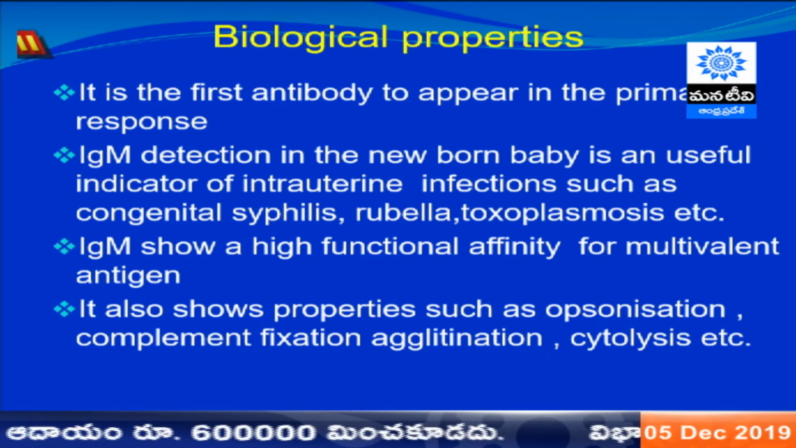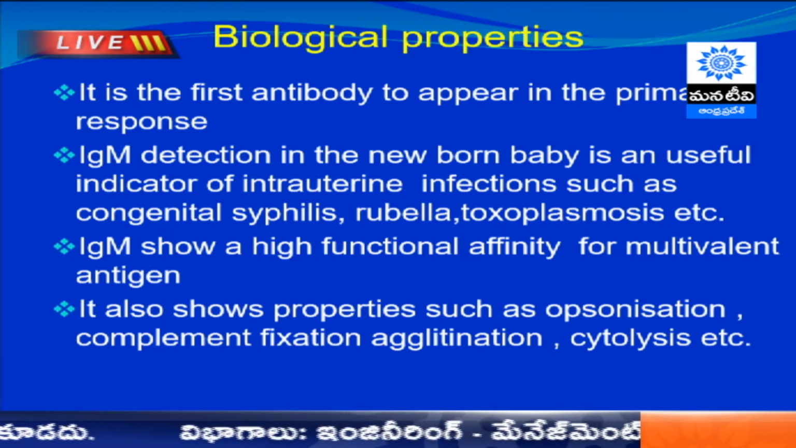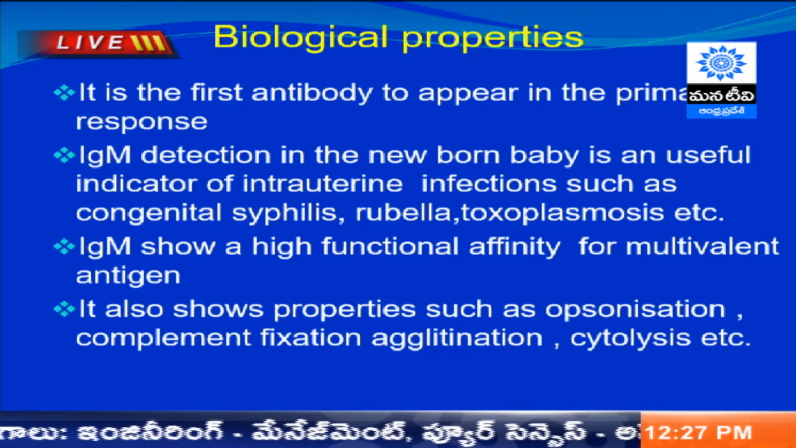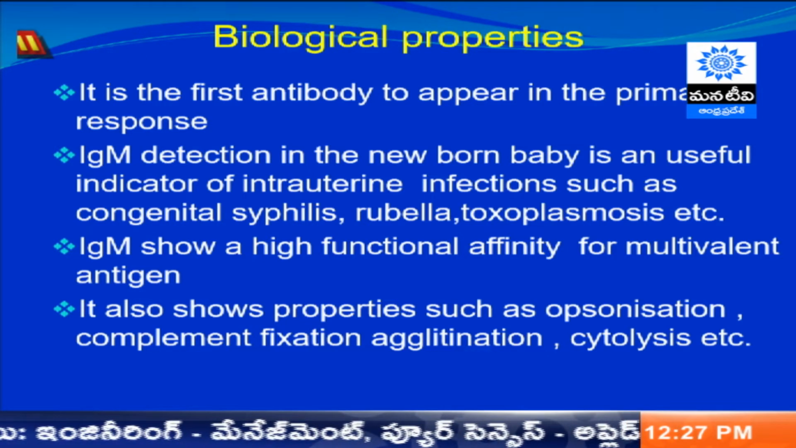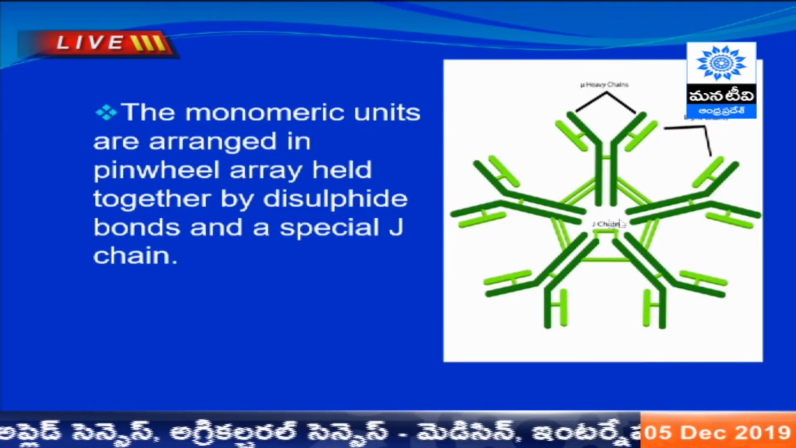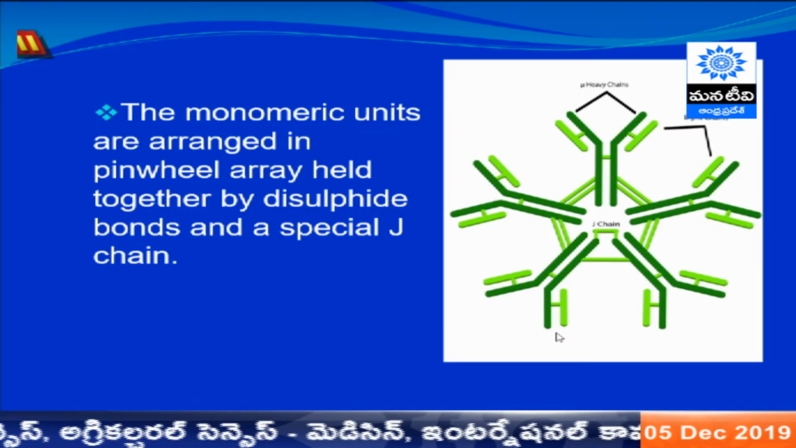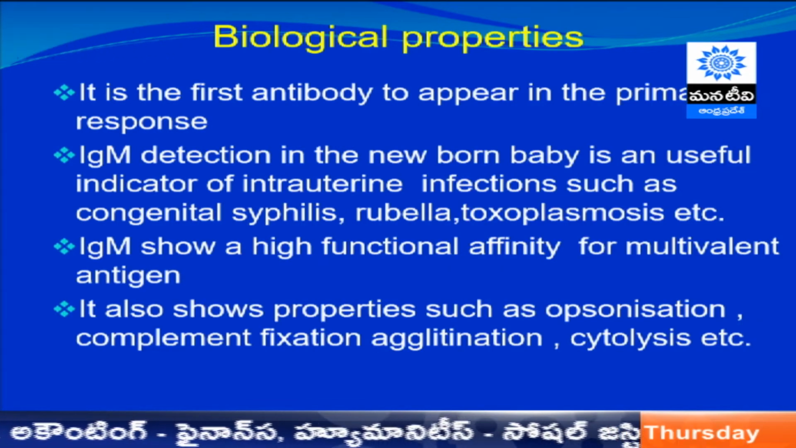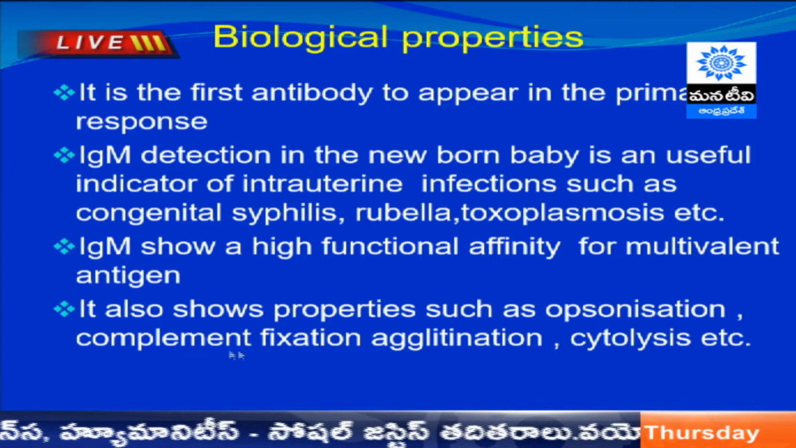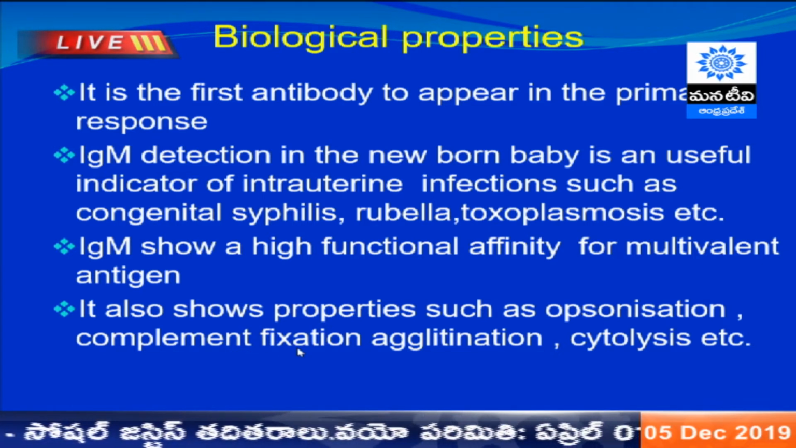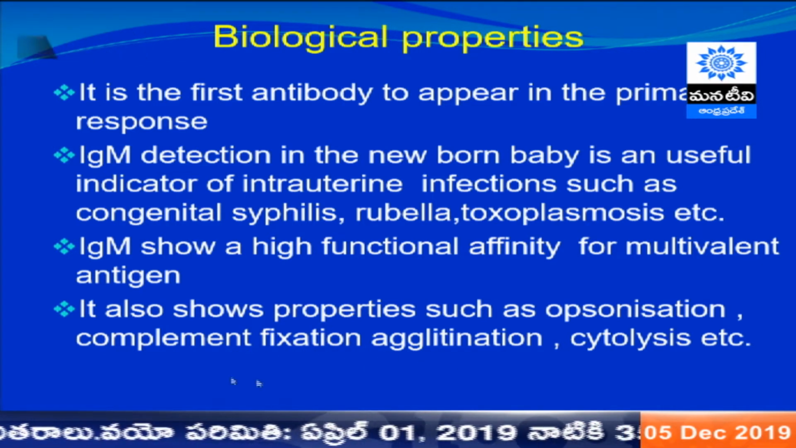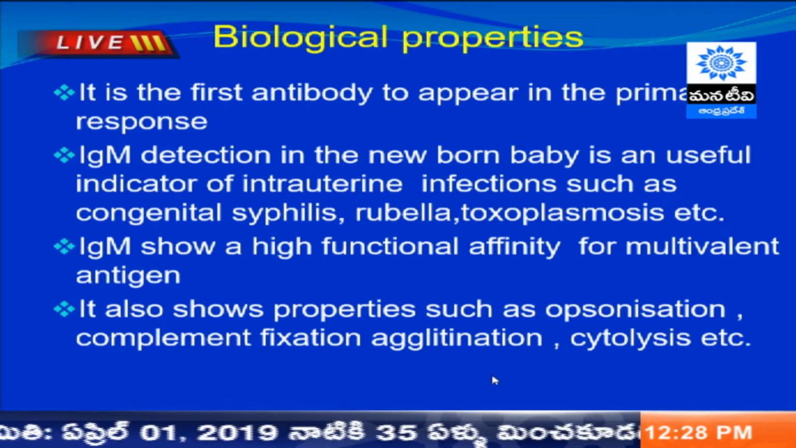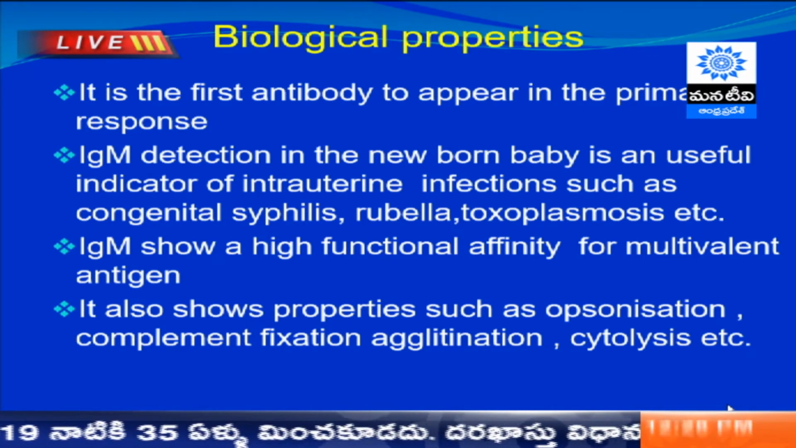Next, IgM shows a high functional affinity for multivalent antigens. In the previous slide you have seen the structure. As it has 10 epitope binding sites, it has the ability to bind to multivalent antigens. It also shows properties such as opsonization, complement fixation, agglutination, cytolysis, etc.